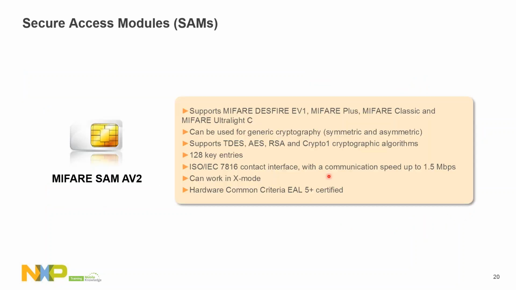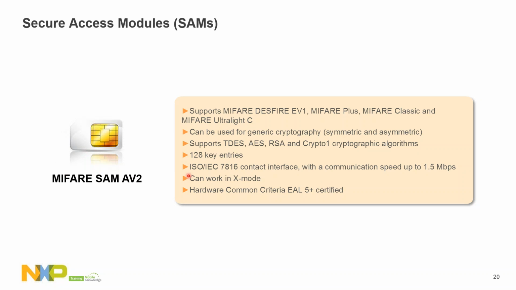And here, NXP offers the MIFARE SAM product family, and I would like to quickly highlight MIFARE SAM AV2, which offers all the required features to enhance the security of your NFC reader, in case your application requires it, of course. It supports symmetric cryptography, asymmetric cryptography, and offers a contact interface according to ISO 7816. This is the contact smart card standard, and it is Common Criteria EAL 5+ certified.